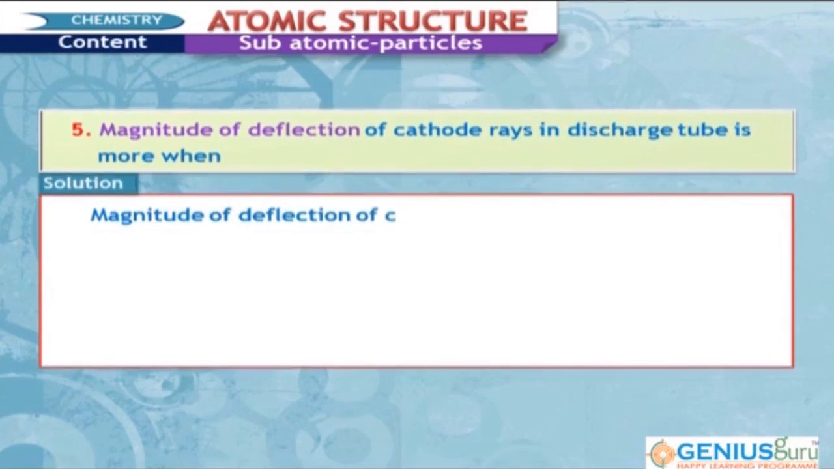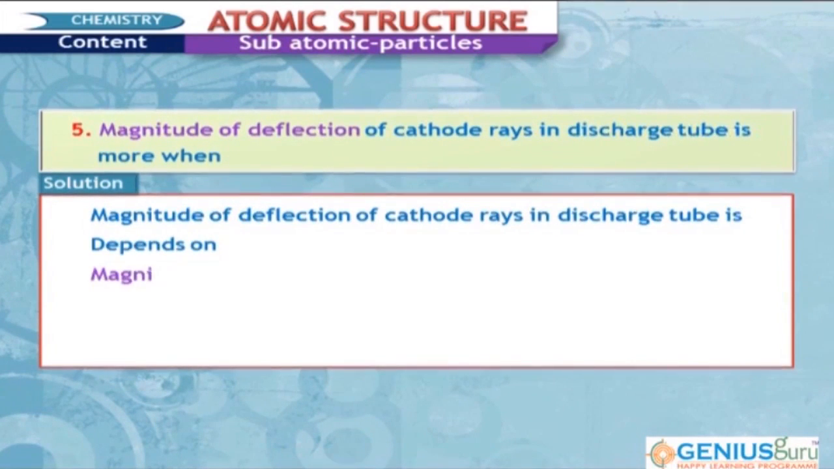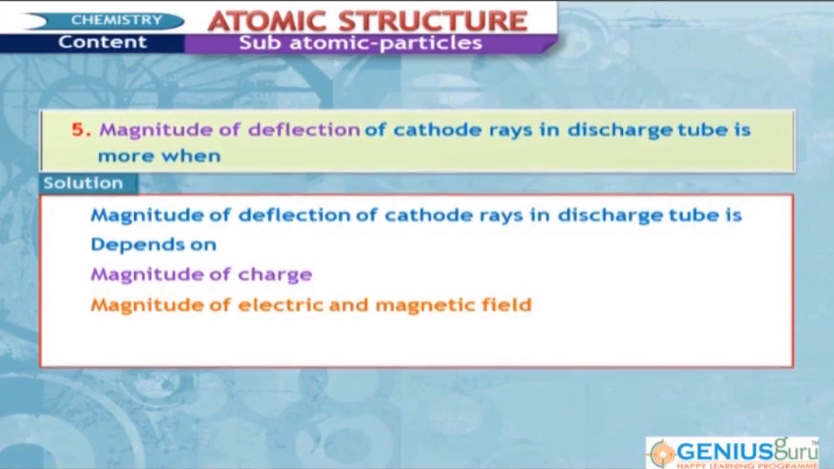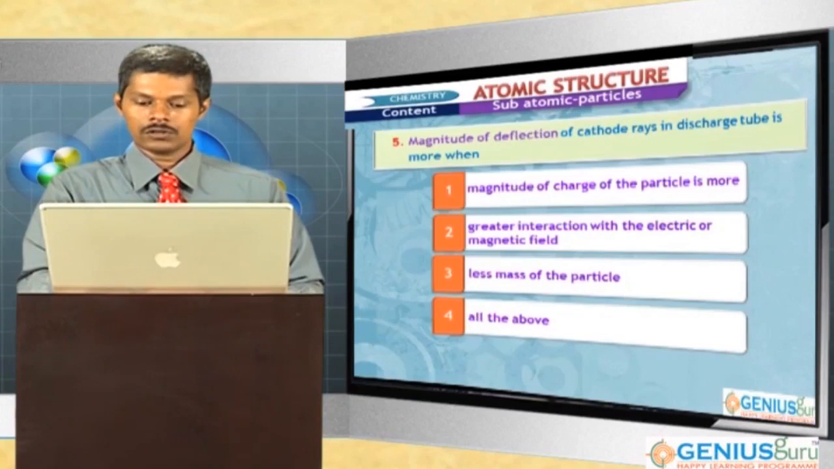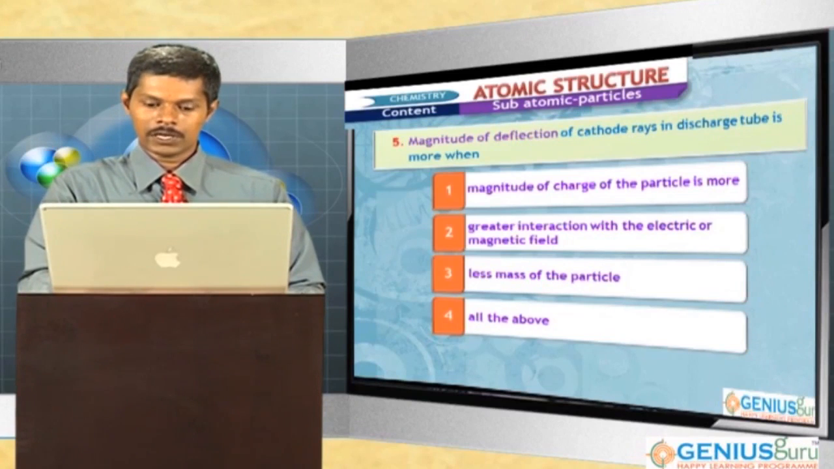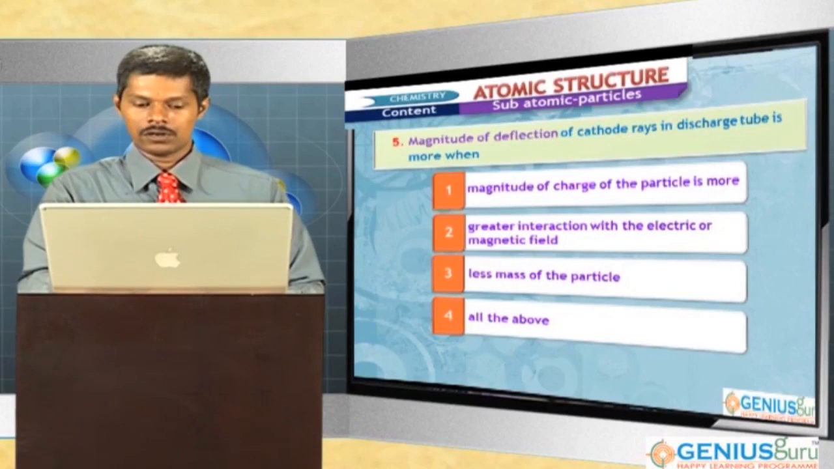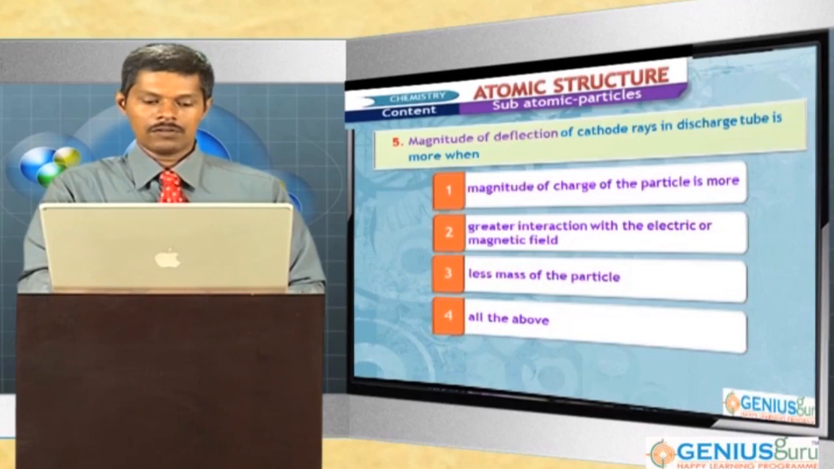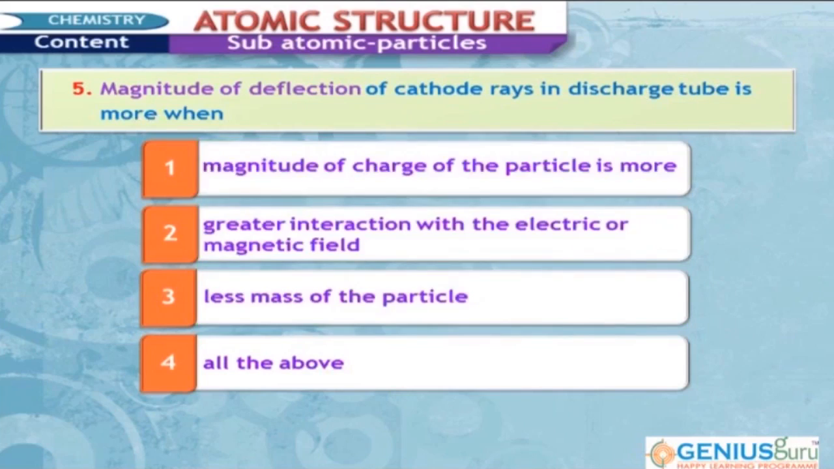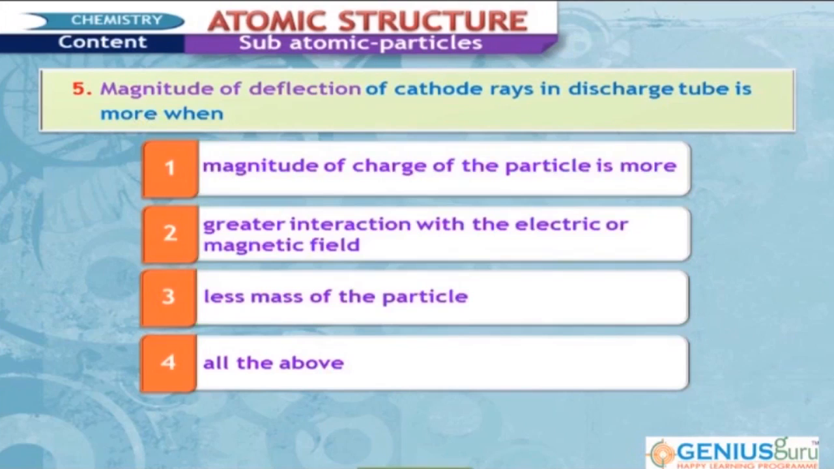Magnitude of deflection of cathode rays in the discharge tube depends on the magnitude of the charge, the magnitude of the electric and magnetic fields which are applied externally, and the final one is the mass of the particles. So the deflection of the particles depends on these three aspects. Therefore, coming to the given problem, all three aspects are correct. Hence the correct option is 4.